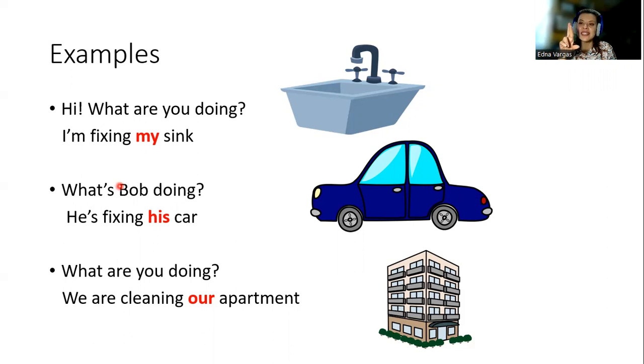Remember that what's is a contraction of what is, but when speaking naturally, we use what's more commonly. What's Bob doing? He's fixing his car. What are you doing? We are cleaning our apartment, because I am talking about plural you. So what are you guys doing? We are cleaning our apartment.